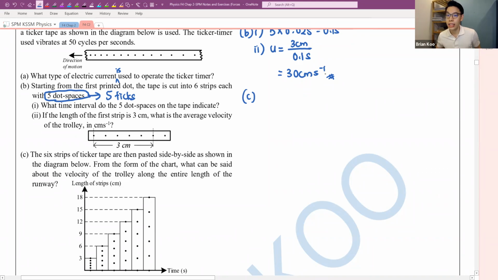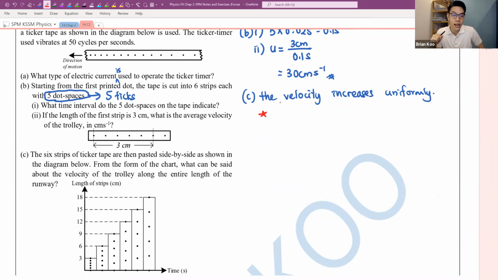So the correct answer is: the velocity increases uniformly. You can bracket down here, this is your own notes. Uniform acceleration, that's correct.